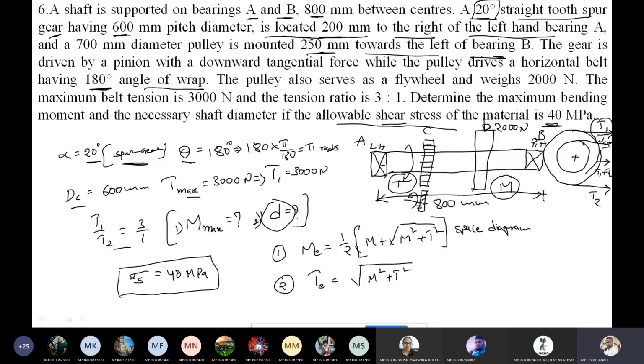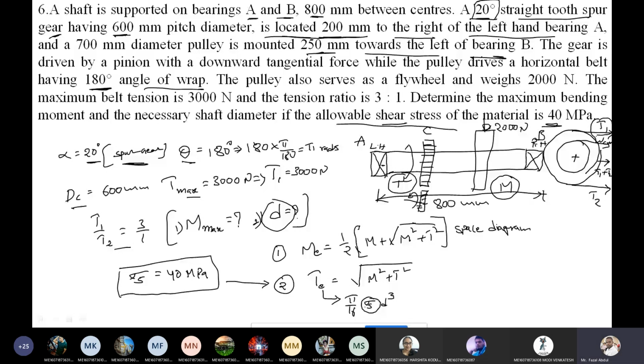See here in the question, only the allowable shear stress value is given; the bending stress value is not given. For that reason, I am selecting this equation. Why? Equivalent torque Te equals square root of M square plus T square, where Te is pi by 16 into sigma s into d cubed. So in this equation, sigma s is present.